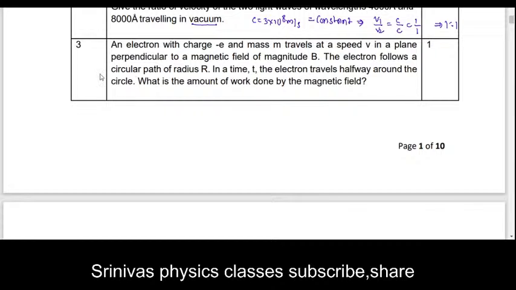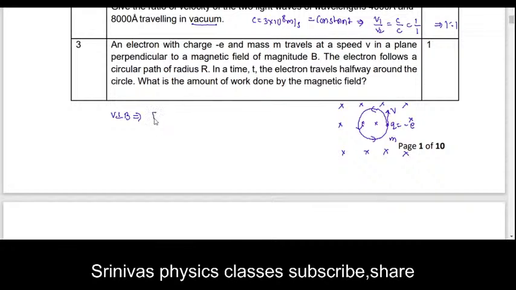That is electron. Electron with charge E. This is the electron whose charge is minus E, and whose mass is M. It is traveling along a circle with certain velocity V in the magnetic field of induction B. They are telling that the charge is moving in the perpendicular field. That means the velocity is perpendicular to the field.